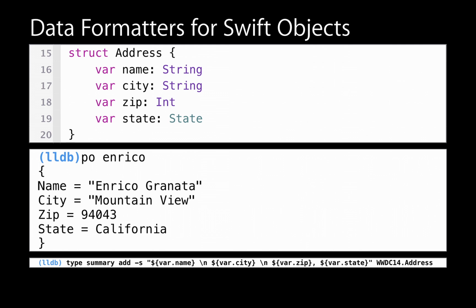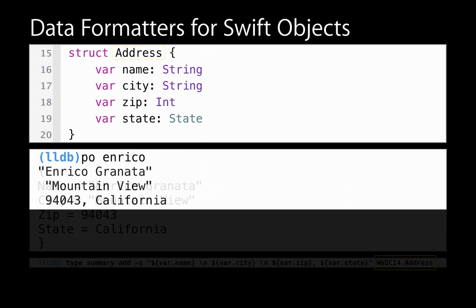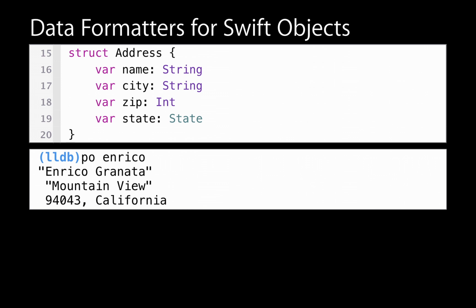And so we can tell lldb, you should use the variable's name, you should use the name of the person, you should use the city, and separate those two by a new line since you're at it. Now, put another new line in there for me, will you? And write the zip code. And then, after a comma and a space, can you please put the state? This is the US address format, basically. And we're saying, use that for the address object. Now, when we po me again, we get something that looks a lot more like an actual address. Data formatters mission accomplished.